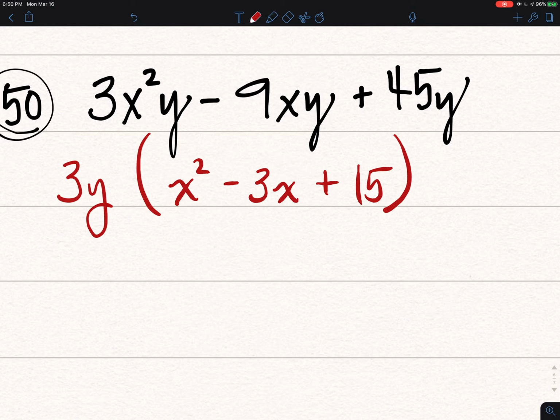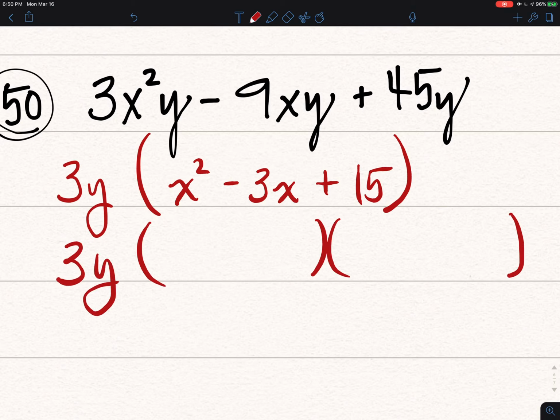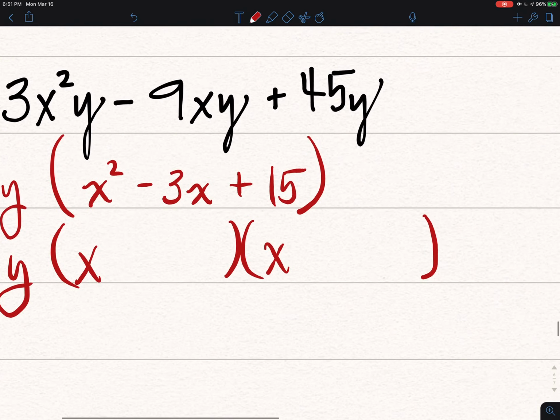Let's see if our trinomial can be factored any further. So go ahead and copy down your GCF. We don't want to forget about it. And let's see if we can break this trinomial into 2 binomials. So the first question, what multiplies together to give you x squared? Well, you know that's going to be an x and an x. Second question, what multiplies together to give you a 15?